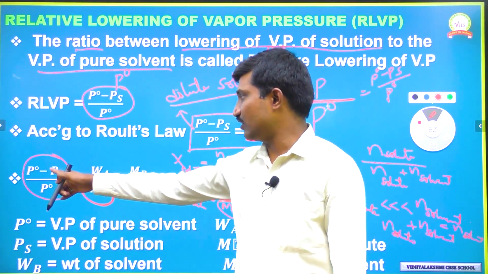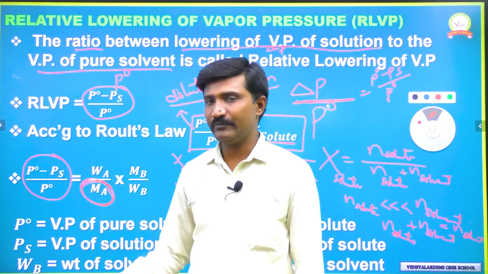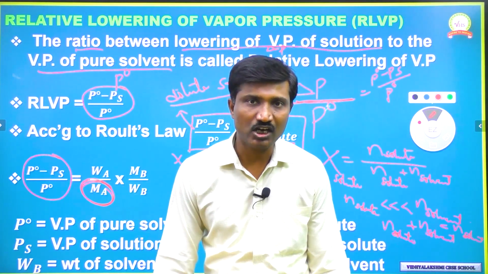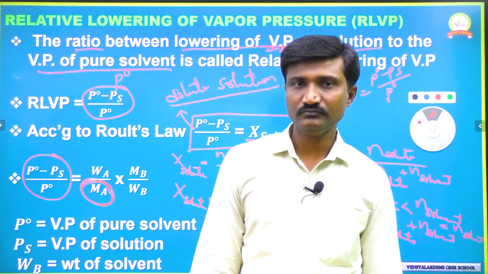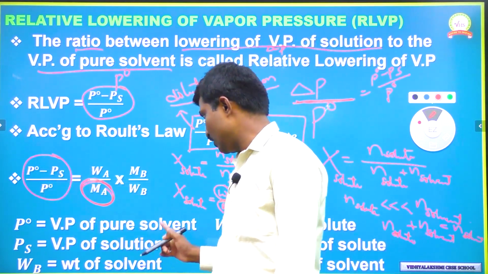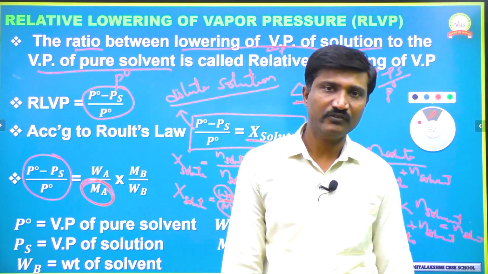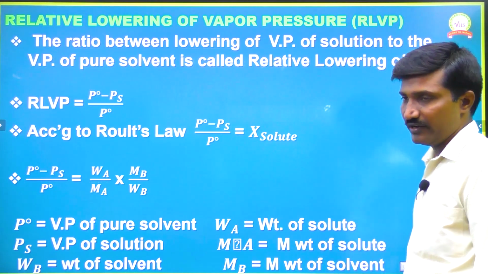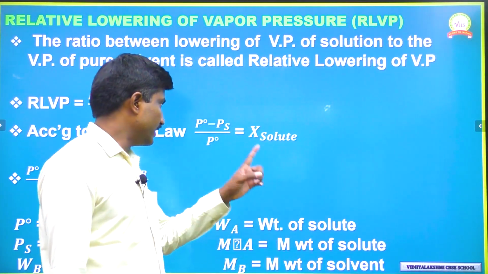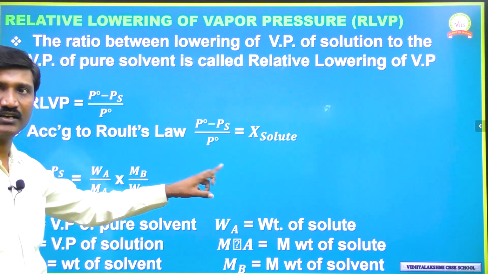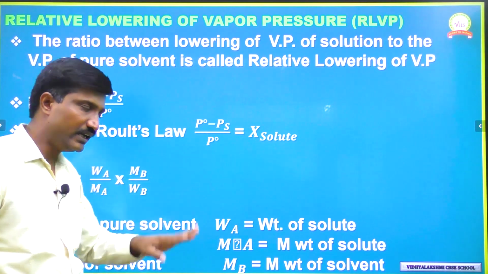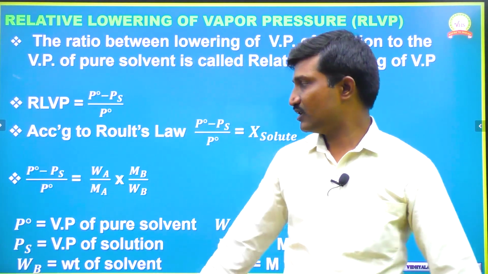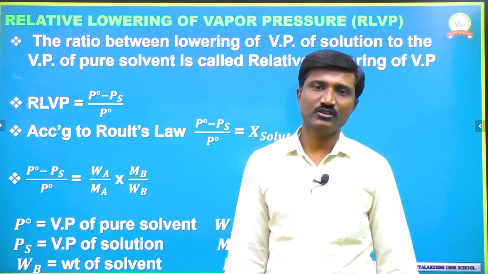What are P naught and Ps? P naught is the vapor pressure of the pure solvent, and Ps is the vapor pressure of the solution. By substituting these values, we can calculate the molar mass of the solute. So this is about relative lowering of vapor pressure. And what is Raoult's law? According to Raoult's law, which one is equal to which one? And what is the final equation we get in the relative lowering of vapor pressure to calculate the molar mass of solute?